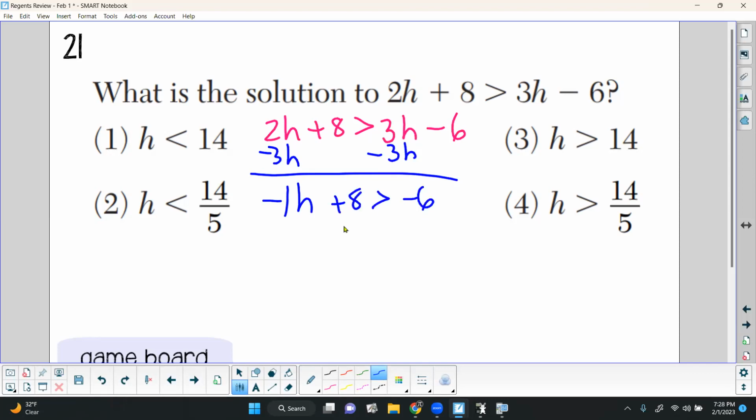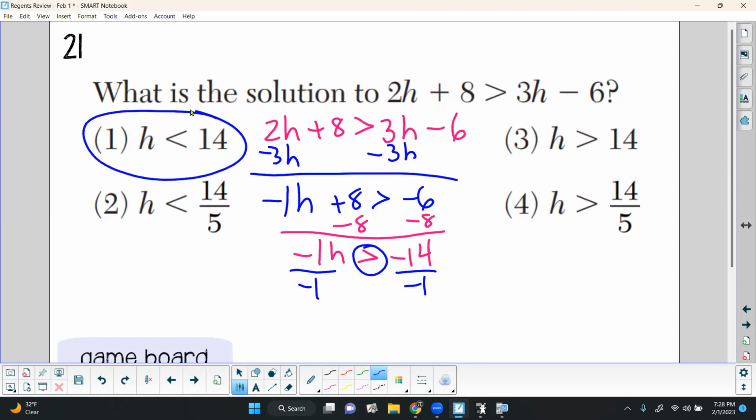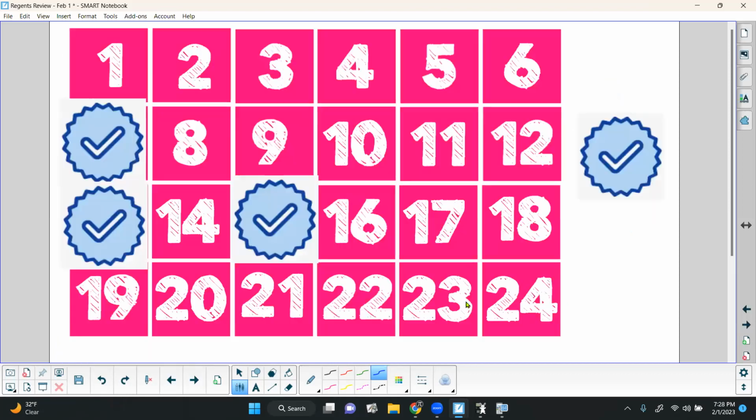Even if I move this 8 over, when I'm done and I divide by -1, don't forget, we talked about this in class today, that when you divide by a negative, you reverse the order of the inequality. So well done. Choice number 1 was right. Thank you, thank you, thank you for choosing question 21.